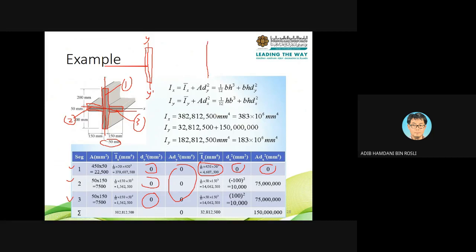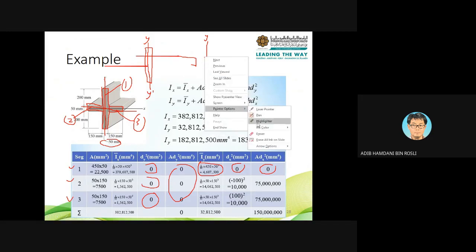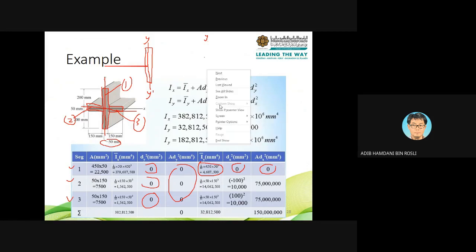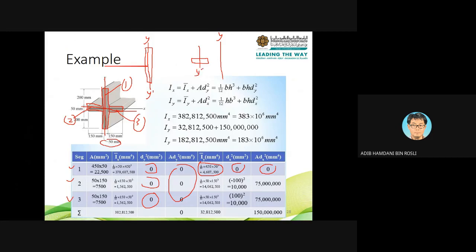So again, this is the y-axis, isn't it? Number 2 is something like this. Let me erase this. Okay, pointer again. Pen. This is the y-axis. So segment number 2 is like this, right? Where is its own y prime axis? The centroid is here, in the middle of 150. So the centroid is here in the middle, and this is your y prime axis. Do you understand that?